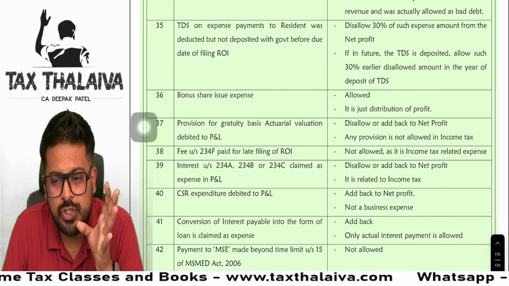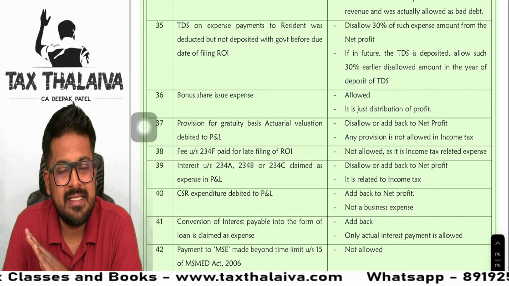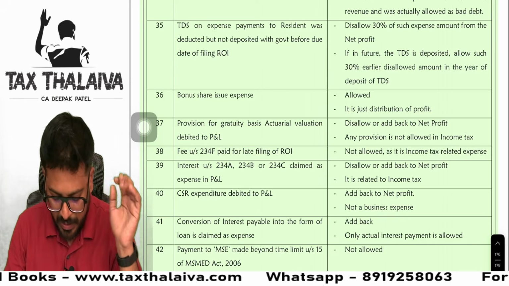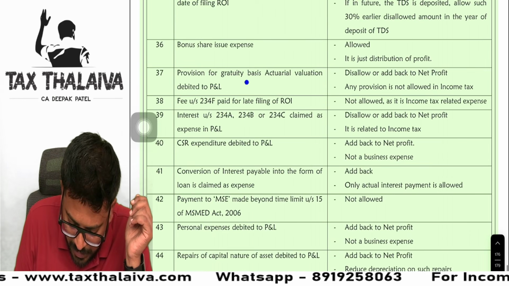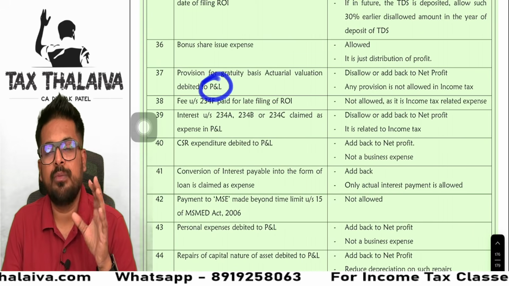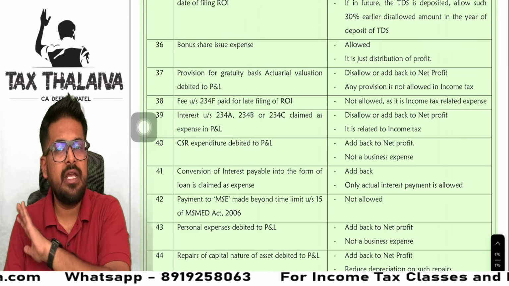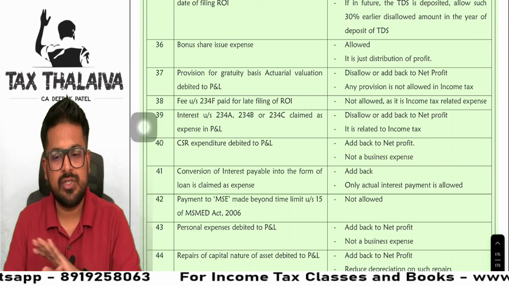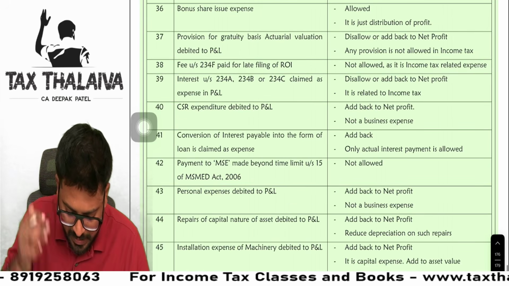Bonus share is just a distribution of profit. So in that case, there will not be any kind of adjustment, guys. It is properly allowed. Provision for gratuity based on actual variation debited to profit and loss account. Provision, I already told you, any kind of provision is not allowed under the Income Tax Act. So provision for gratuity is not allowed, guys. It has to be disallowed.